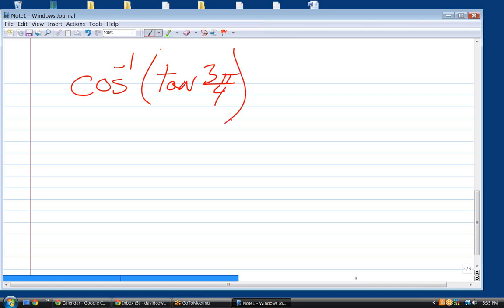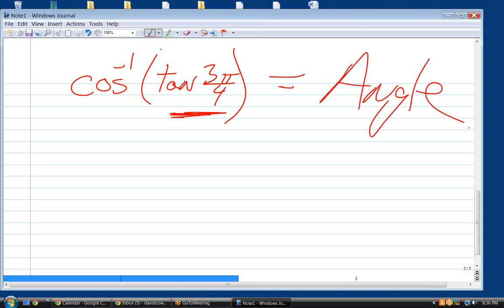Okay. Always remember that when we take the trig function of an angle, we get a number. So I'm going to replace that with a ratio, or a number. And then I'm going to take the inverse cosine of that number. We always take inverse trig functions of numbers to come up with angles. So this is going to equal an angle. Important to realize the way inverses work here. So what's the tan of 3 pi over 4?